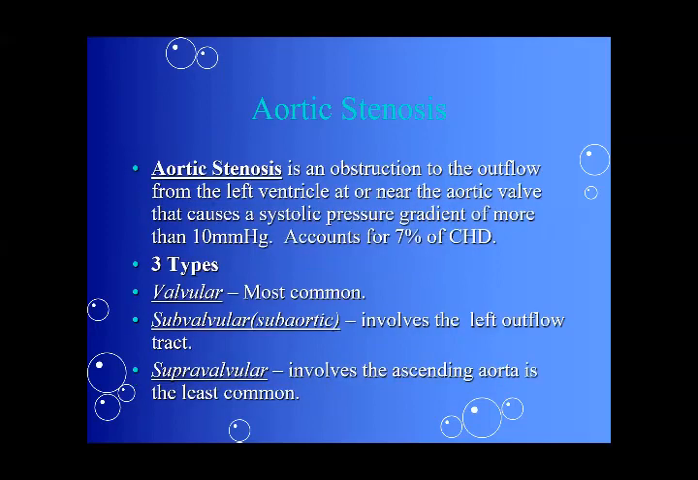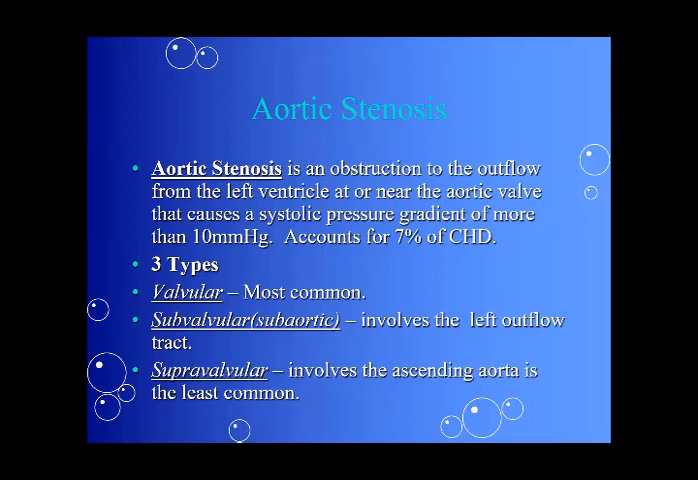Then there comes another exciting disease called aortic stenosis. In aortic stenosis, there is obstruction to the outflow from the left ventricle at the level of the aortic valve, and it also causes a systolic murmur, with a gradient of more than 10 millimeters of mercury across the valve. It accounts for 7% of congenital heart disease.